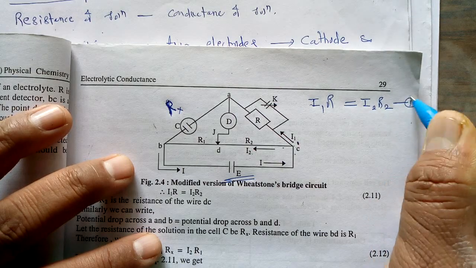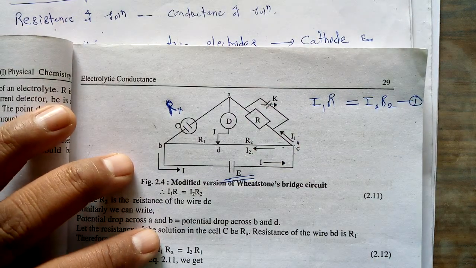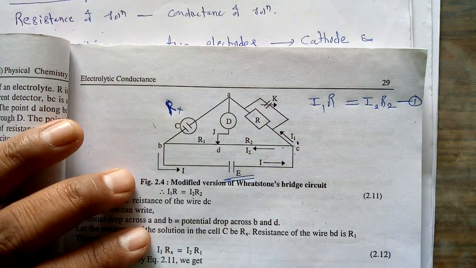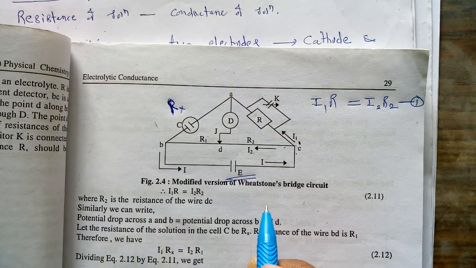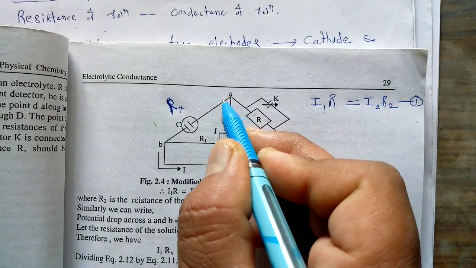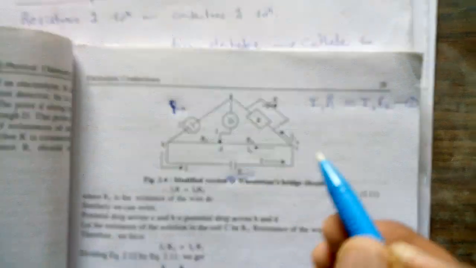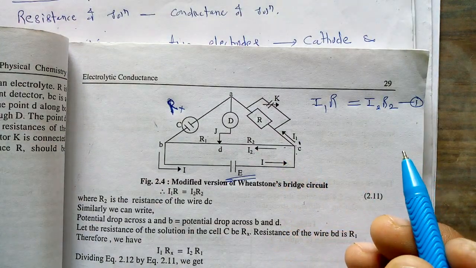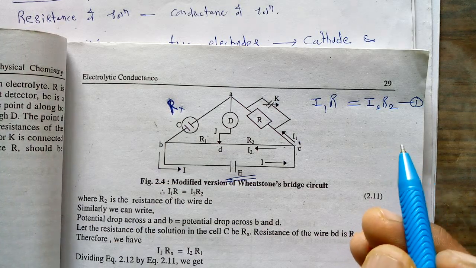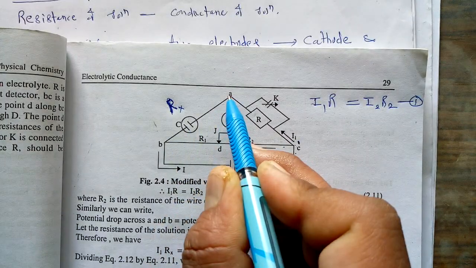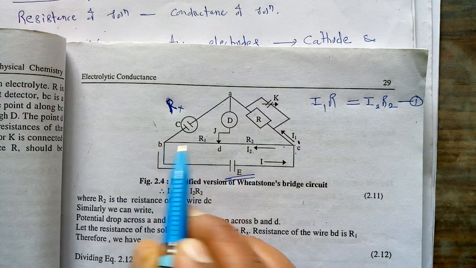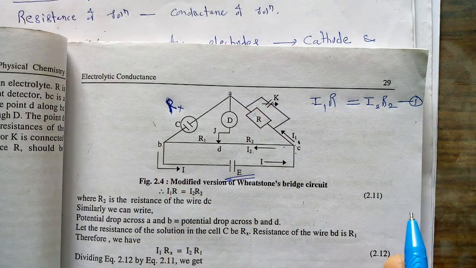This is the equation number first. This is the first type of the potential drop across these two different directions. After that, whenever this current passes from this point A and approaches this conductivity cell, the second type of potential drop is there. This potential drop is across this AB. Potential drop across AB is equal to potential drop across BD. So this is the second type of potential drop.